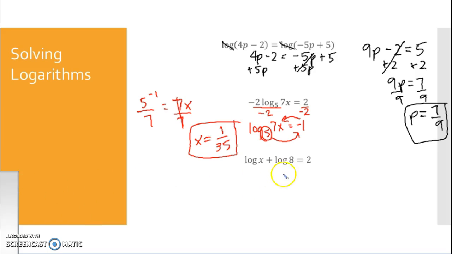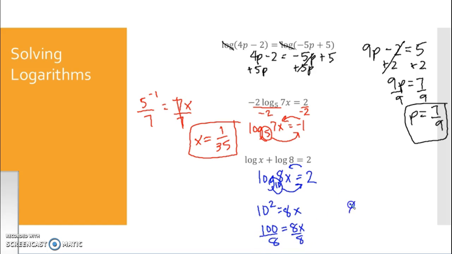Alright, and the last one, I have 2 logs on this side that I'm adding. Adding means multiply. So we're going to say log of 8x equals 2. Again, just like before, my x is inside my logs. If there's nothing there, that means I have base 10. So 10 second power equals 8x. Right? 10 to the second power is 100. Divide by 8. 100 divided by 8 simplifies to 25 over 2. And we'll leave it as a fraction.